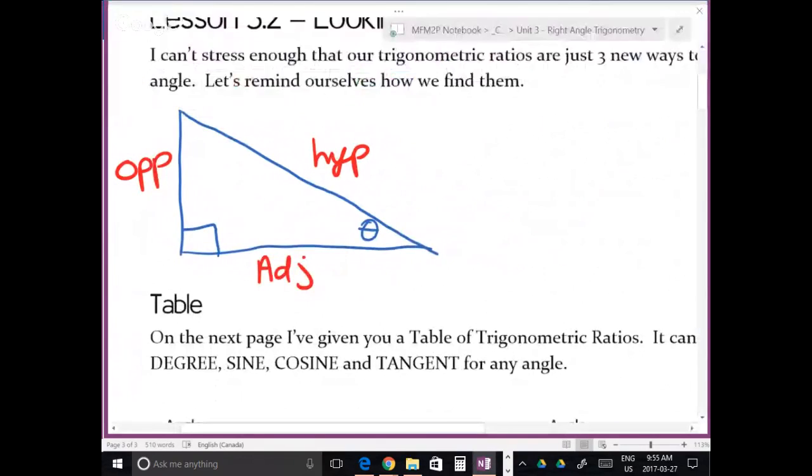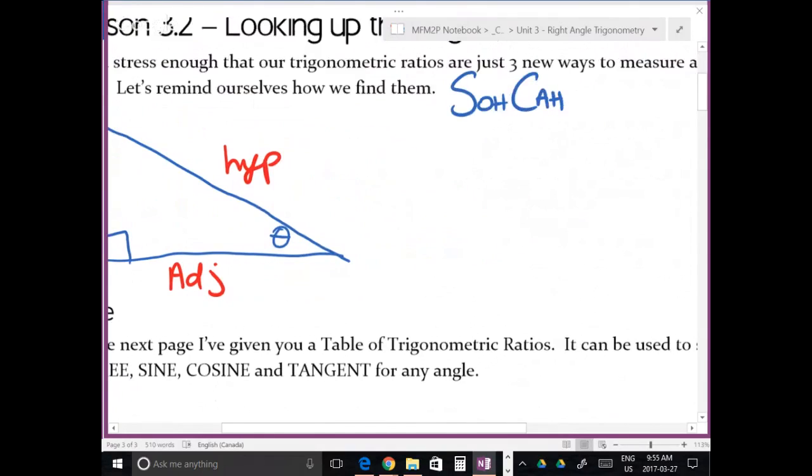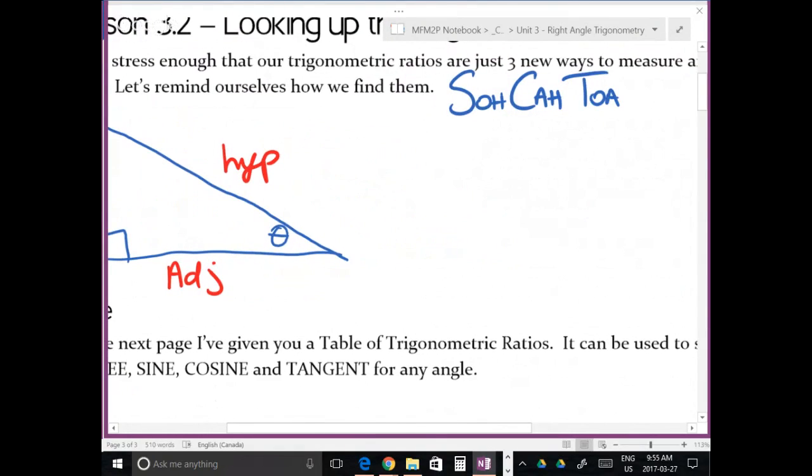And of course, from this, we can name our three trig ratios. What are the three trig ratios again? SOHCAHTOA. Very good. I was just about to ask you that. We remember them using this little nonsense word, SOHCAHTOA. What do those stand for? The S tells me about what ratio? Sine. So we say the sine of theta, and we calculate that by looking at what over what? The opposite over the hypotenuse.